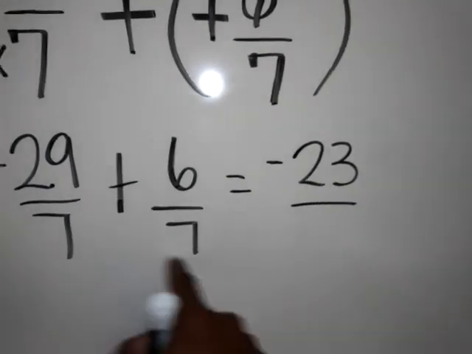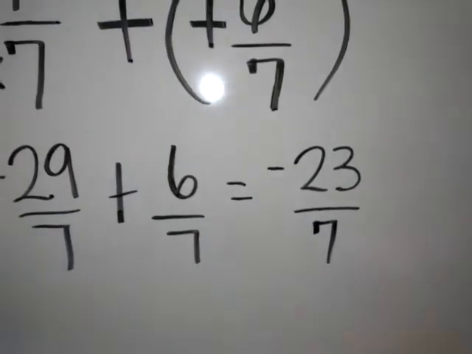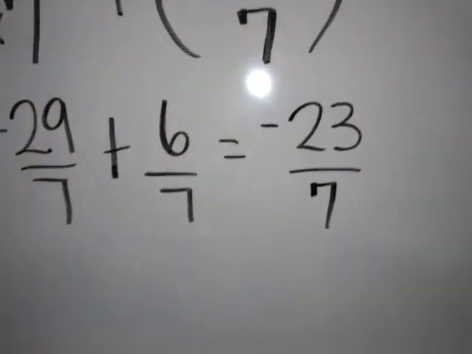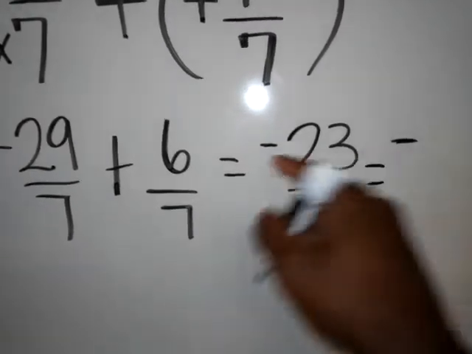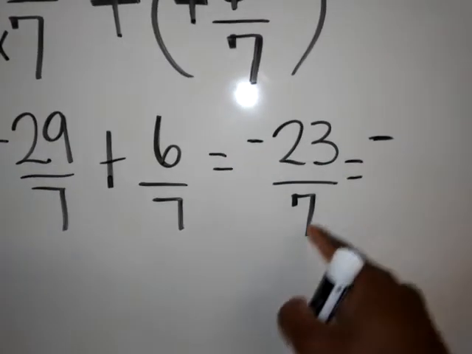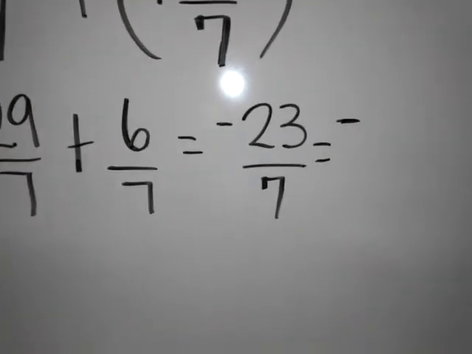Now we're going to keep our like denominators of 7. And now we're not done. This is an improper fraction. We need to simplify this. Our final answer is still going to be negative, so keep that in mind. Answer is going to be negative. We need to create a mixed number from this. You just divide it out.